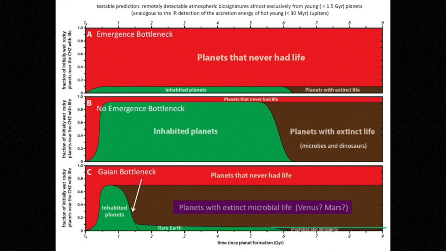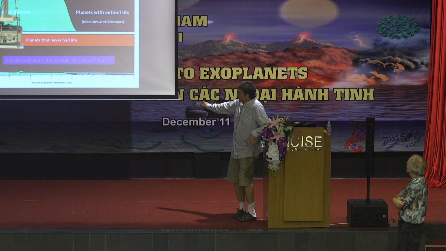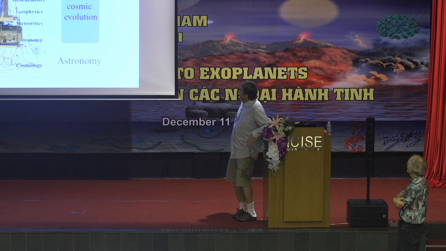And anything else? This model makes some predictions. In the Gaian bottleneck model, here's the fraction of initially wet, rocky planets near the circumstellar habitable zone with life. And so maybe life starts all over the place, but then it goes extinct. If that's the case, then we should find lots of planets with extinct microbial life, but very few with microbes and dinosaur bones and advanced life, because most of the time it goes extinct. And so instead of this picture, this might be the default.